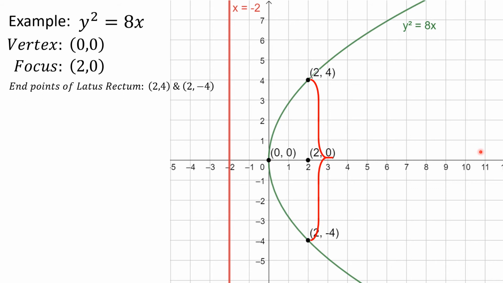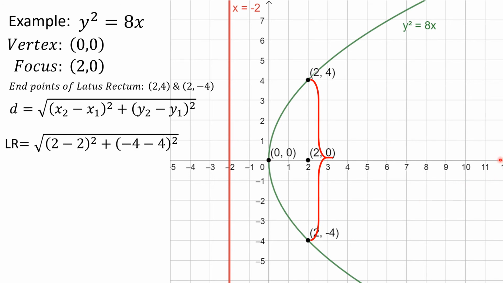Okay, and then we have here the endpoints of our latus rectum, which are (2, 4) and (2, negative 4). So by using the distance formula, we can get the length of the latus rectum since it is a segment. We can find its length using the distance formula, given these 2 points. By substituting, we have the square root of the quantity (2 minus 2) squared plus the quantity (negative 4 minus 4) squared. Simplifying, since this becomes 0 and this becomes negative 8 squared, that is the square root of 64, and the square root of 64 is 8, and therefore the length of your latus rectum is 8.